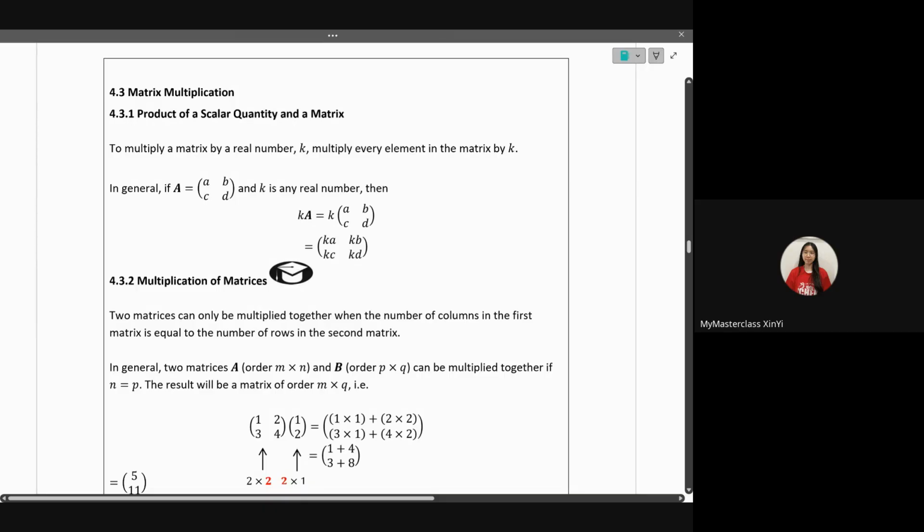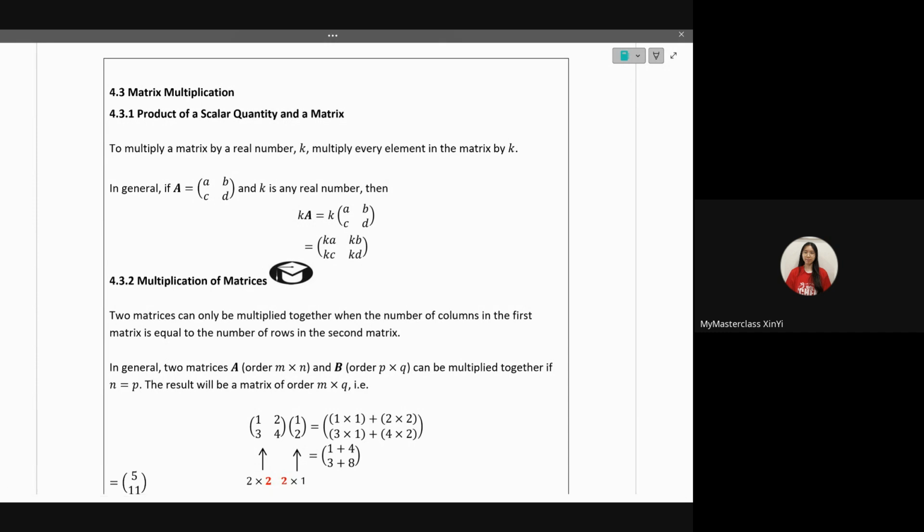Okay, now we are going to move on to multiplication of matrices. Multiplication involving matrices. For a start, we're going to start with this thing called the scalar quantity multiplied to a matrix. Scalar quantity means a number. So when we want to find a product of a number with a matrix, this is still pretty simple. When you want to multiply a real number k to a matrix, you're just simply going to multiply the number k to each of the elements in the matrix.